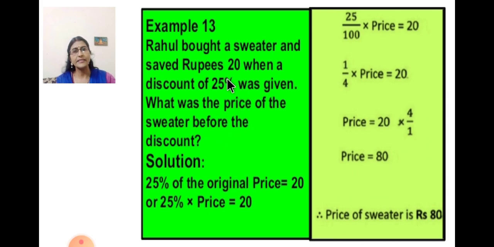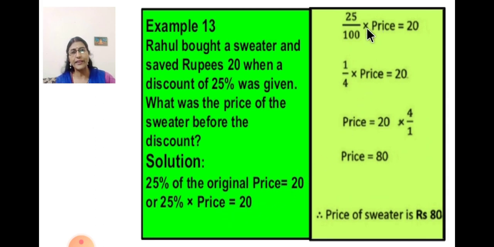Now here you will see the discount of 25% is given. After the discount of 25% was given on the cost price, he could save rupees 20. So how are you going to write it? 25% of the original price, original price means cost price, is equal to the saving, rupees 20 he saved. In place of "of" we will write multiplication, so 25% multiplied by the price is equal to 20.